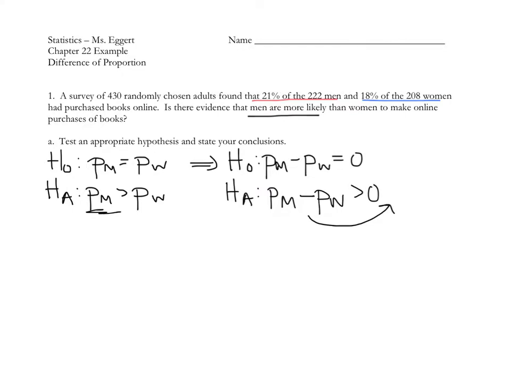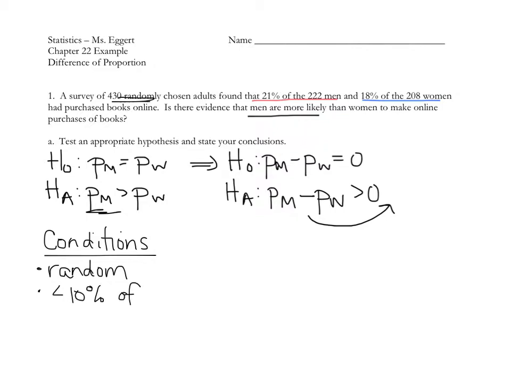Now that we have written our null and alternative, it's important that we check our conditions. Same as for single proportions, except we just have to include both groups. First thing, it says random up top, so we know that both groups are selected randomly. Less than 10%: we want to make sure that I have less than 10% of all possible men and women, which I do.